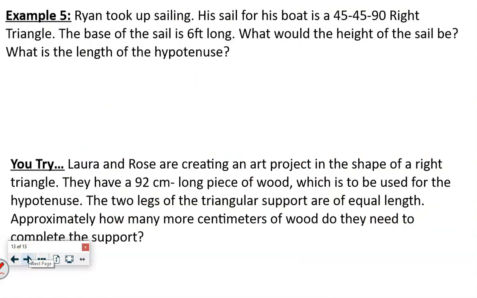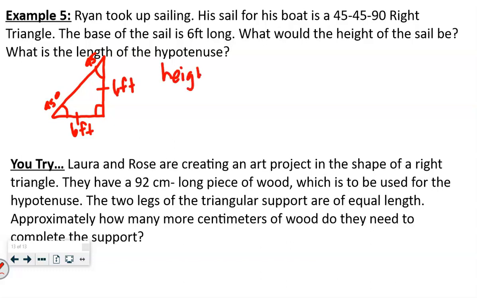All right, example 5 says Ryan took up sailing. His sail for his boat is a 45, 45, 90 right triangle. The base of the sail is 6 feet long. So that means this is 6 feet there, and it's a 45, 45, 90. That means these are congruent. These are 45 and 45, and that would be 90, right? So what would the height be? Well, obviously that would be 6 feet. So the height is 6 feet.